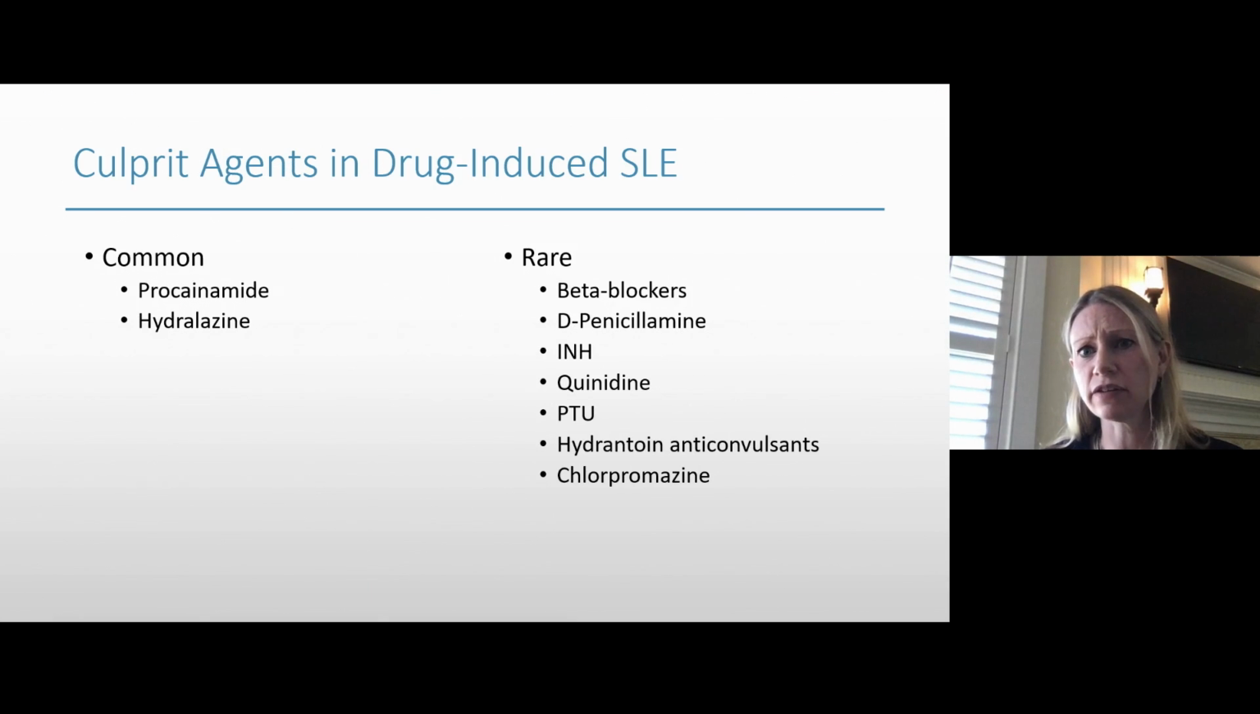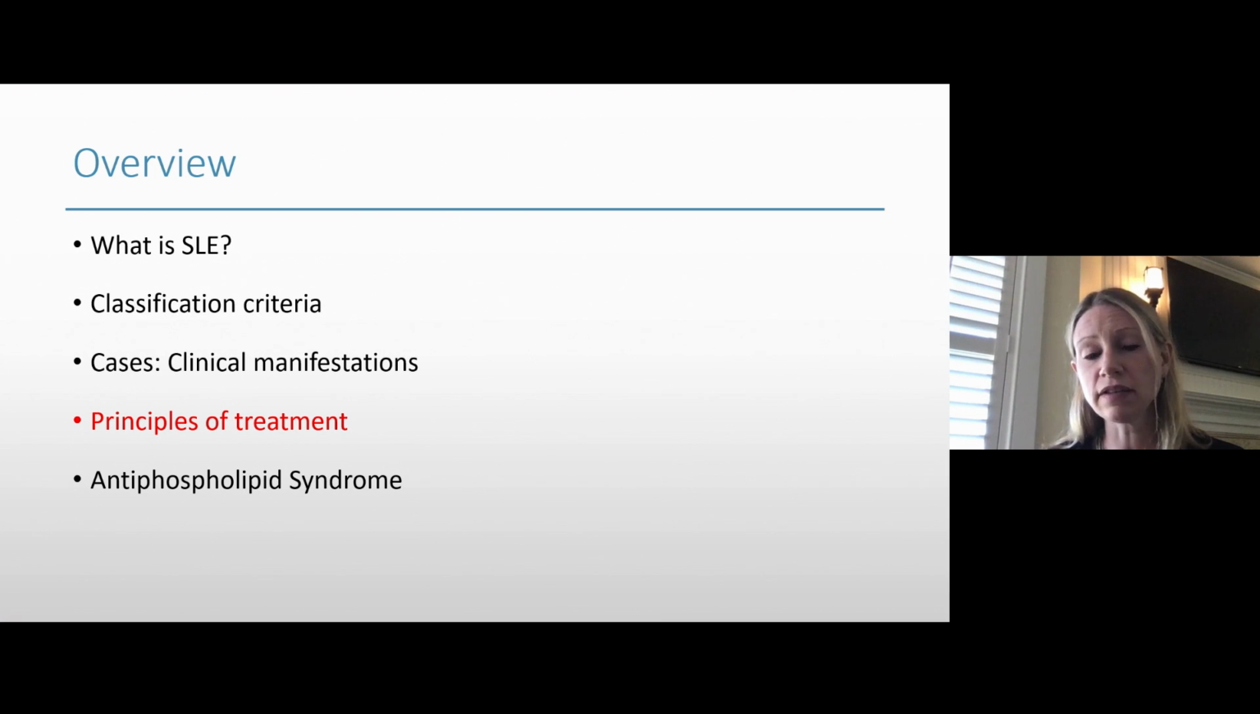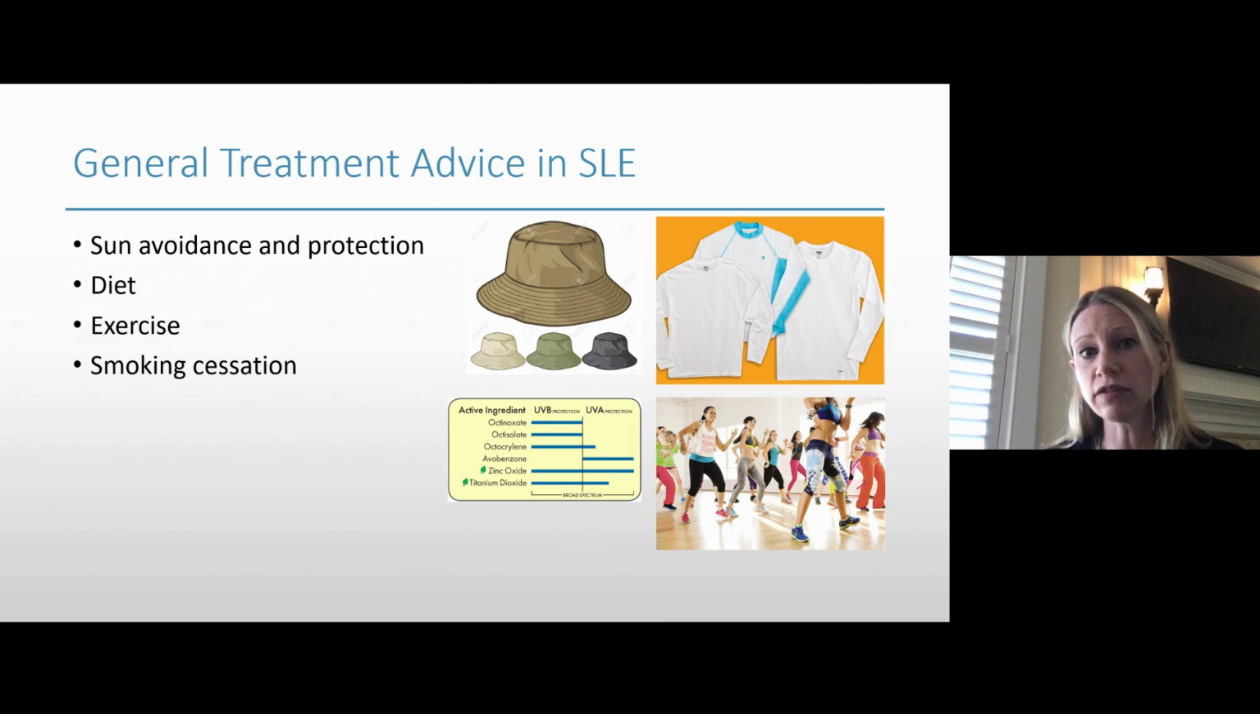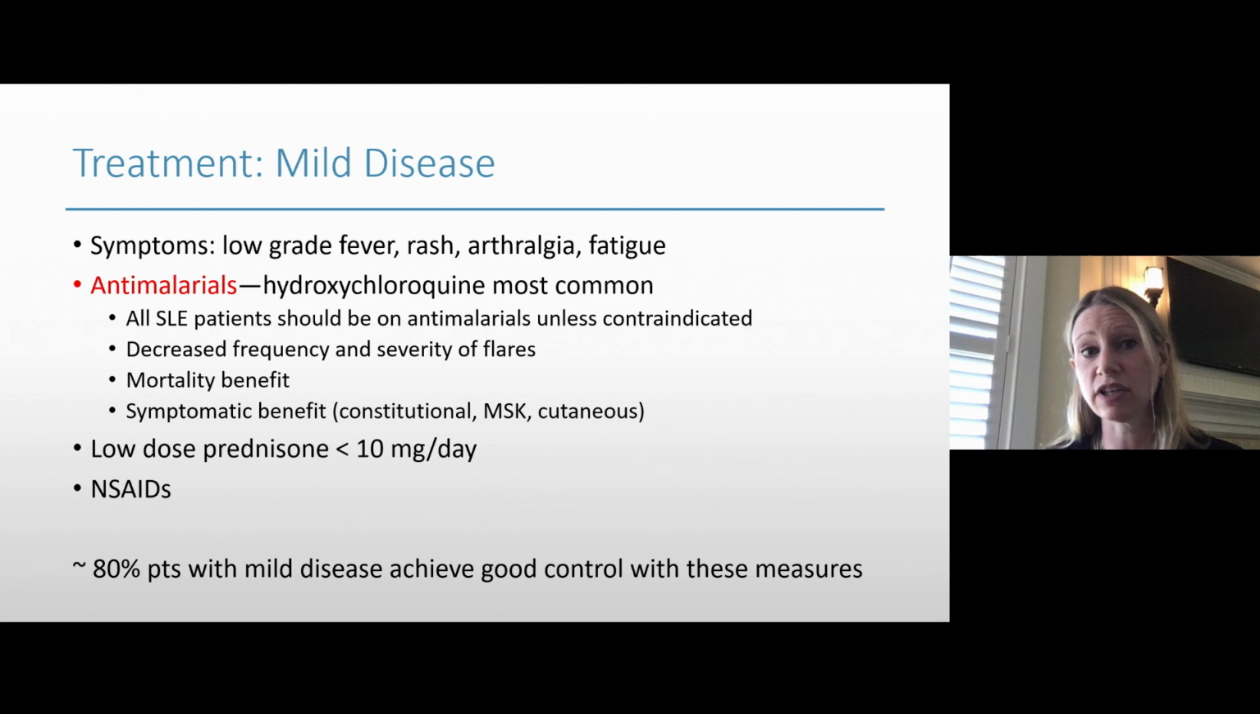Culprit agents in drug-induced lupus to think about, the common ones are procainamide and hydralazine, and then there's a long list of drugs that can also rarely be associated. So now let's talk a little bit about the treatment of lupus. The general treatment advice for all patients with lupus includes sun avoidance and protection, because UV light can trigger autoimmunity in the skin and can trigger lupus. Diet, exercise, and smoking cessation.